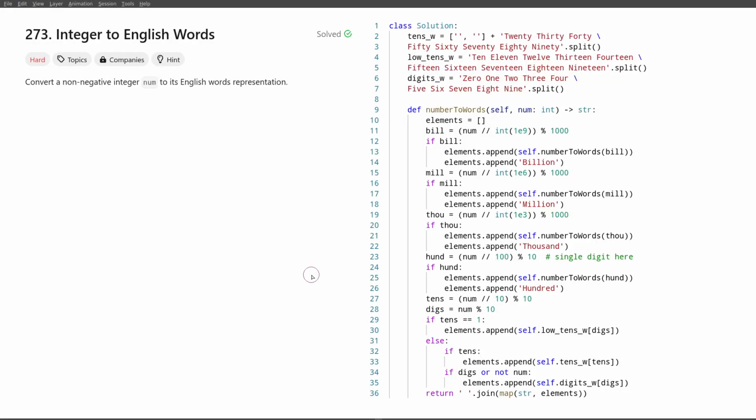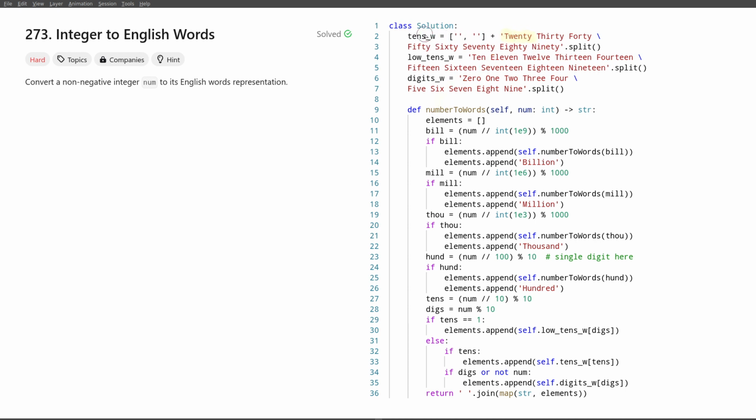Hello everyone, today we'll talk about the solution to the problem integer to English words. We need to write out the value of the integer in English. So the first thing that we want to do is to decide on a nice representation of those words that we're going to use.